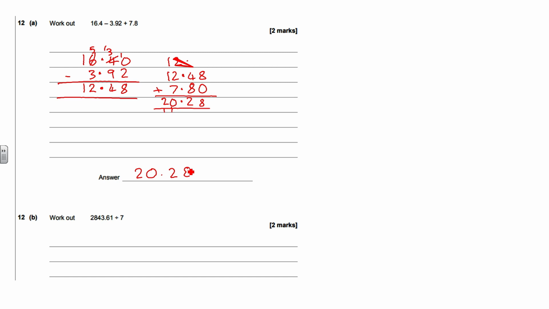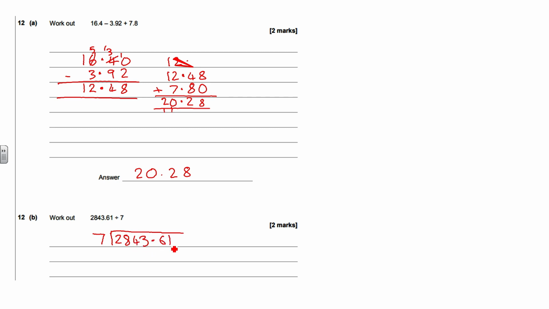Question B, work out 2,843.61 divided by 7. Lovely bit of bus stopping coming up. So we've got to put 7 into what is an absolutely hideous number, if I'm honest.